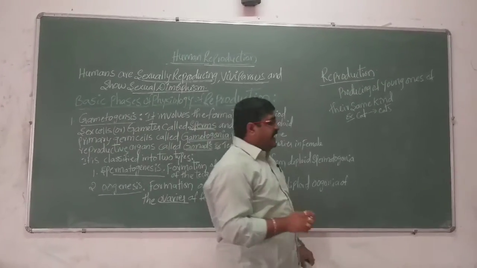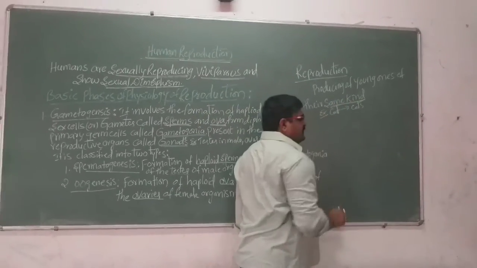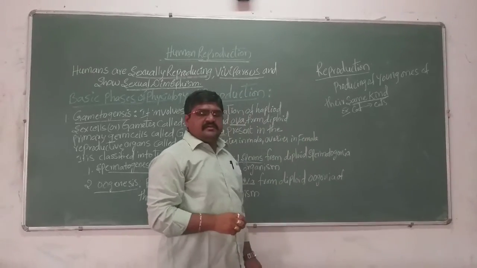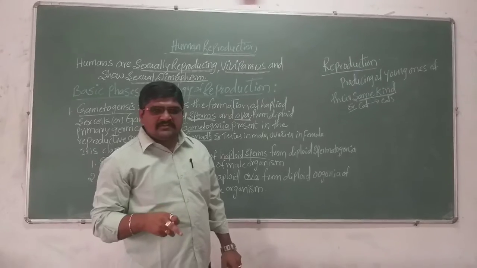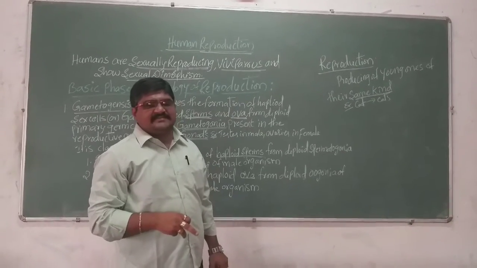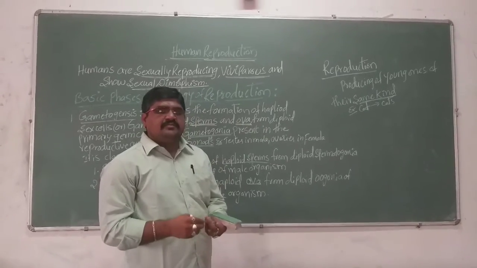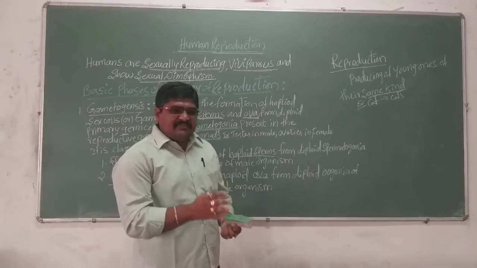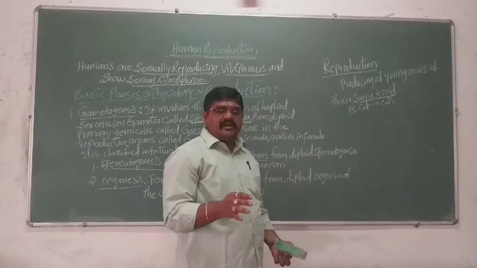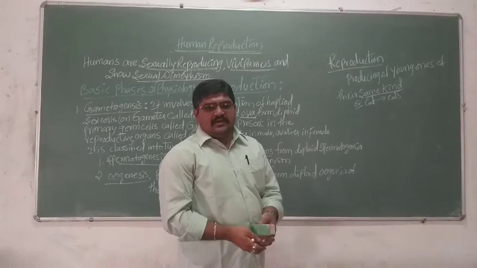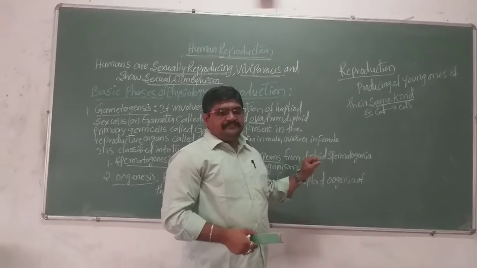Here the same kind is very important. Just producing animals we cannot call reproduction, because cats will not produce dogs and dogs cannot produce cats. Cats will produce cats only, dogs will produce dogs only. The same kind of species producing the same kind is called reproduction.